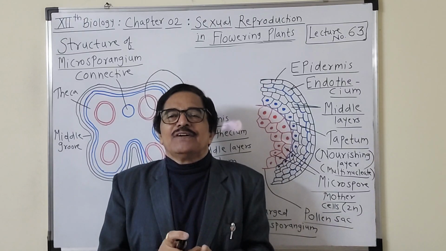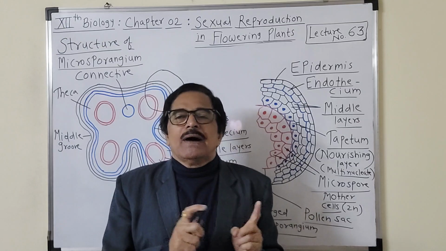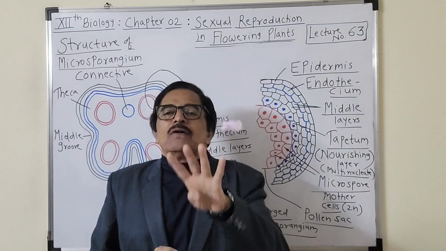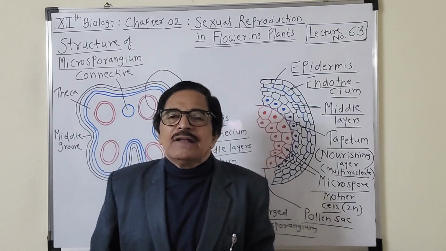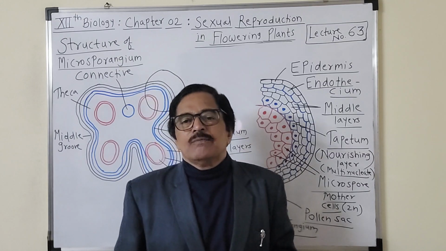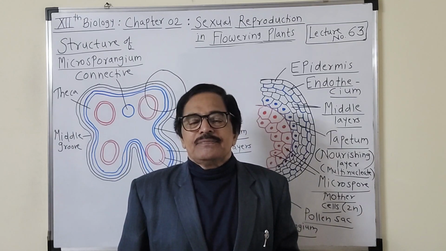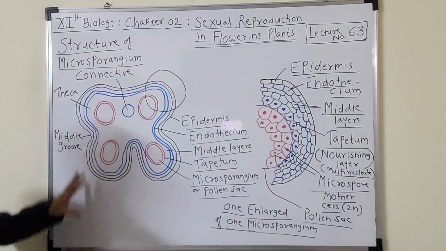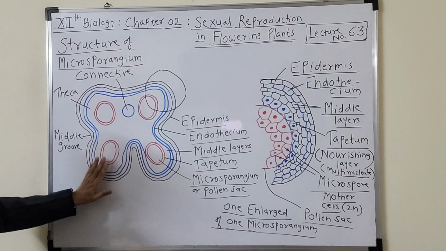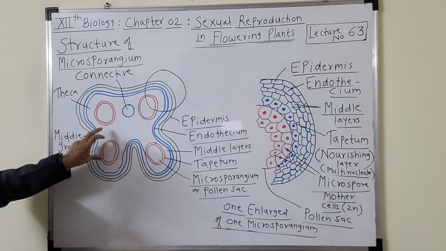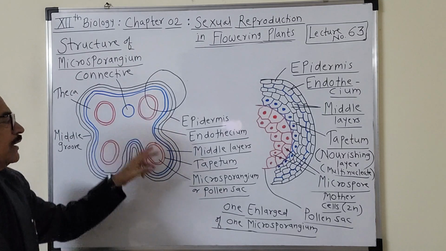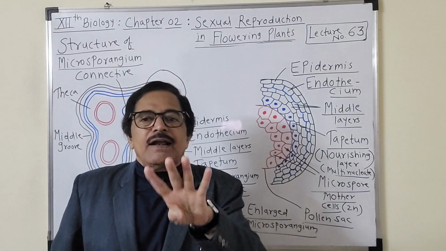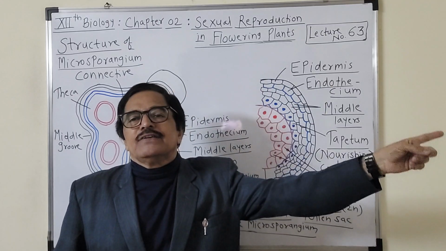Inside the anther, which is mostly bilobed, meaning having two lobes, there are four very important structures known as pollen sacs or microsporangia. Singular is microsporangium. In one lobe there are 2 theca, 2 microsporangia. In another lobe there are 2 theca, 2 microsporangia. In total, this is a bilobed anther, dithecous anther, tetrasporangiate anther in majority of cases.